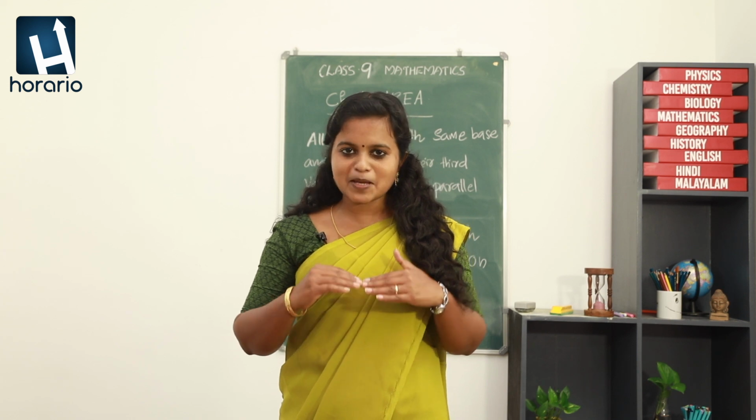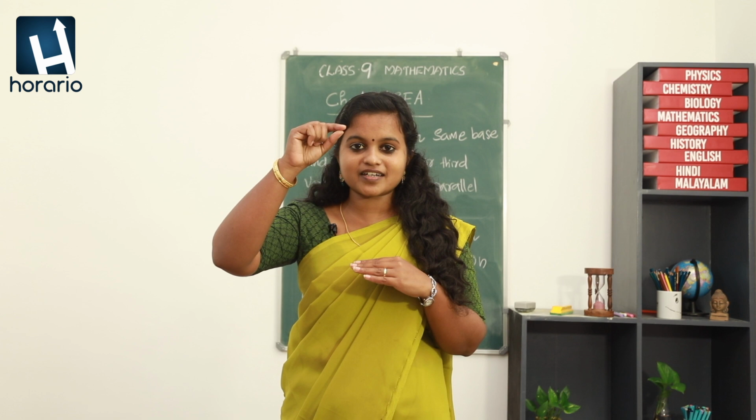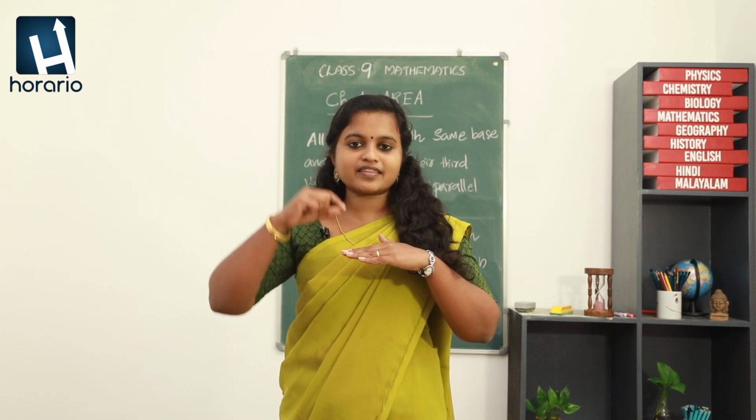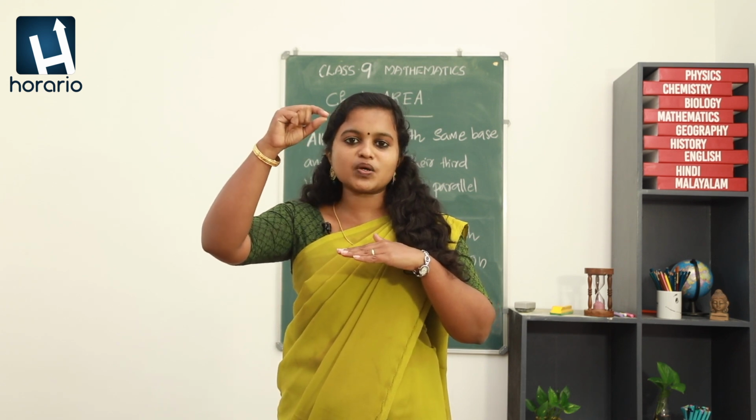We have learned that all triangles with the same base and same area will have their third vertex on a line parallel to the base, right? Okay, and the same concept can be stated conversely. How? All the triangles with the same base, if their third vertex is lying on a line parallel to the base, then all such triangles will have the same area, right? Okay, so I hope that idea is clear.